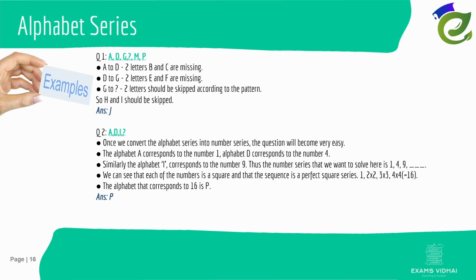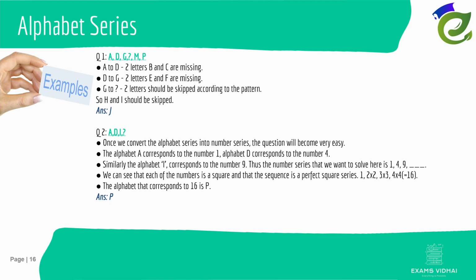Let's see question number 2. We are given with A, D, I, question mark. If you see, you can't really find some generic pattern. So once we convert the alphabet series into number series, our question will become quite easy. The alphabet A corresponds to the number 1, D corresponds to the number 4. Similarly, the alphabet I corresponds to number 9. Hence, the number series that we want to solve here is 1, 4, 9 and that goes on.